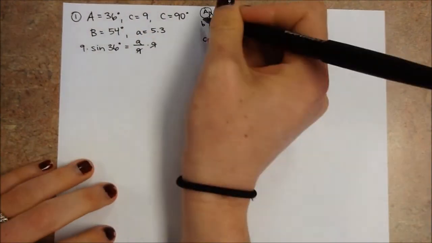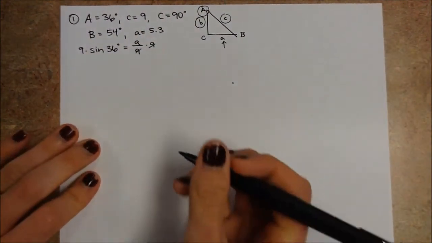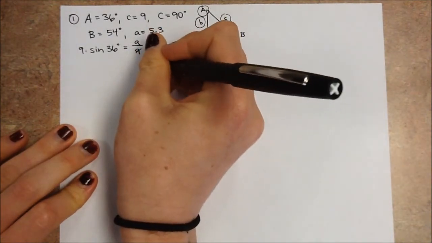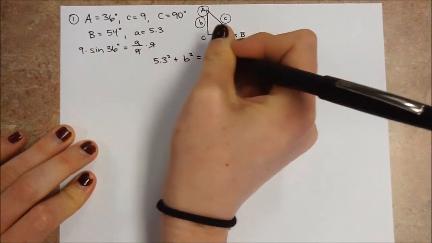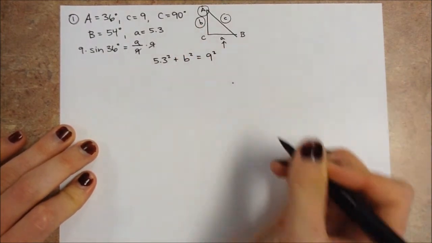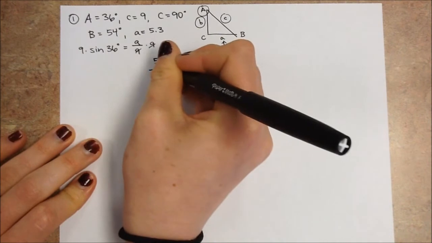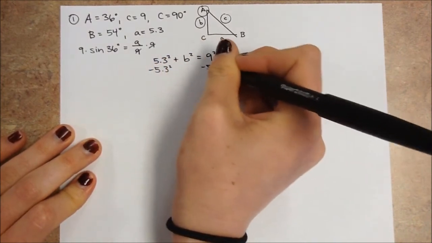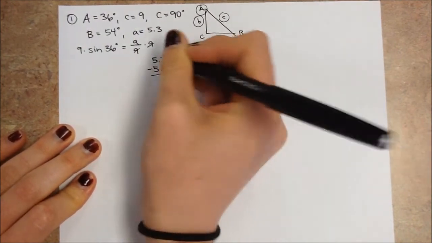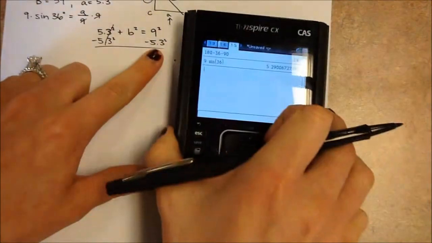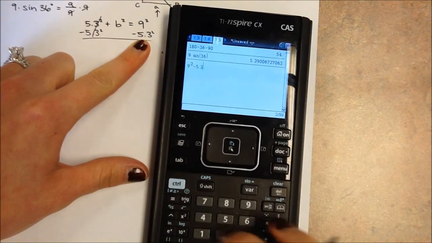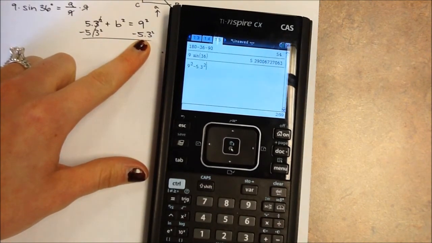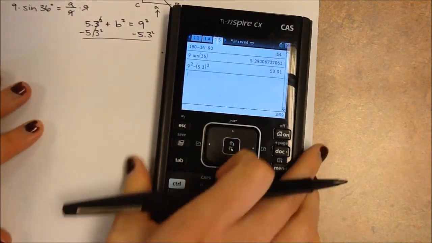And then finally, we will find this last side by using the Pythagorean theorem. So start with a squared plus b squared equals c squared. And I'm going to subtract this from both sides. Since you have a calculator to use, you don't really have to do too much simplifying. I could just plug in 9 squared minus 5.3 squared. I don't have to find out what those values are first. So I get 52.91, that's b squared.